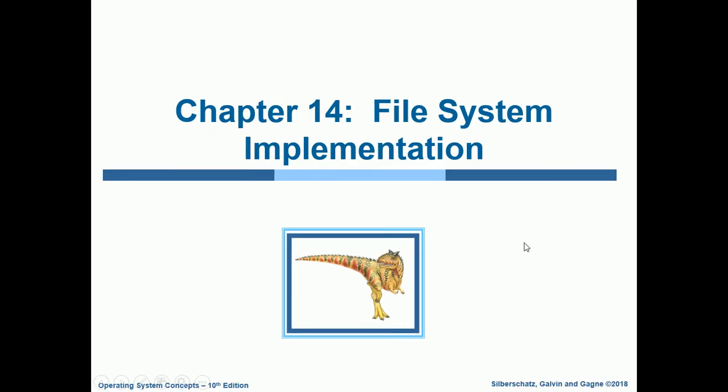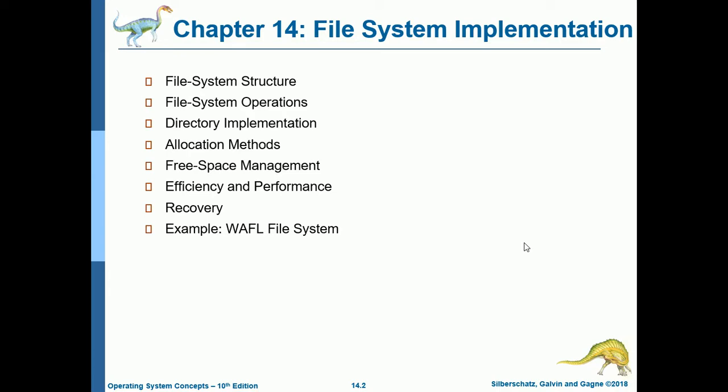So again, chapter 14 is all about file system implementation. The contents of chapter 14 are file system structure, file system operations, directory implementation, allocation methods, free space management, efficiency and performance, recovery, and then we have an example of a WAFL file system.